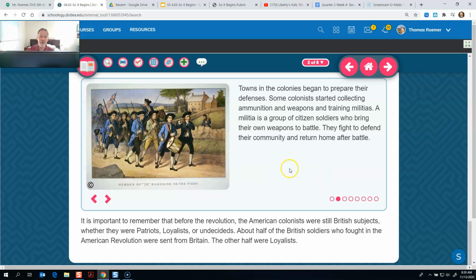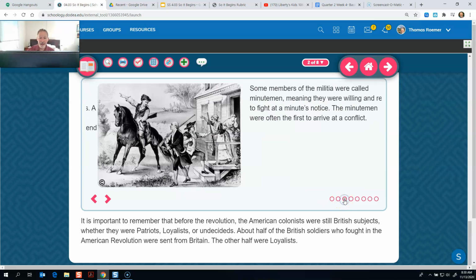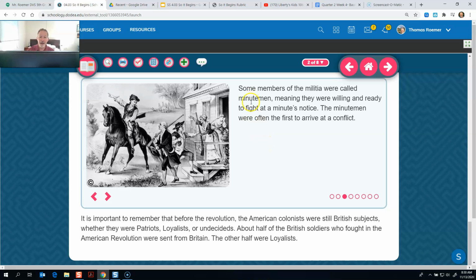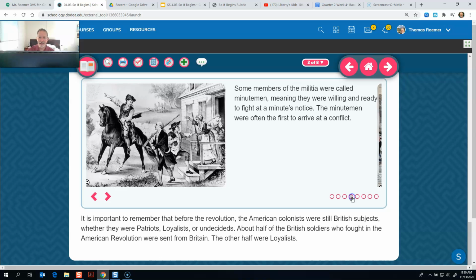Now they're beginning to prepare for war. Towns and the colonies are beginning to get defenses. They're gathering ammunition. People are getting ready, preparing for a fight. And right here, some men, some members, because it could be women too, were called Minutemen. Guess where they got that term? They could be ready very quickly, and they'd be the first ones to defend. So the Minutemen were kind of like the special forces. That's how I like to think about it.